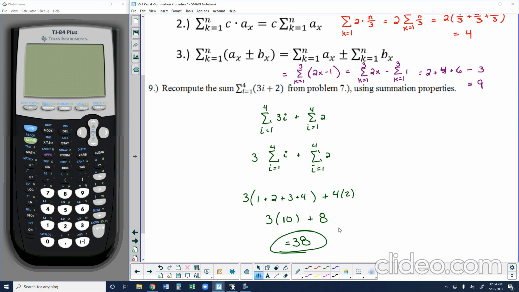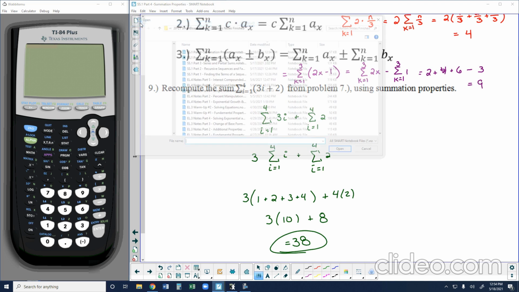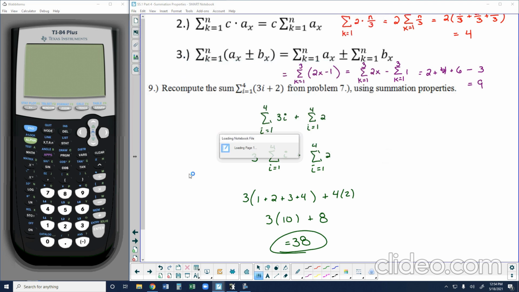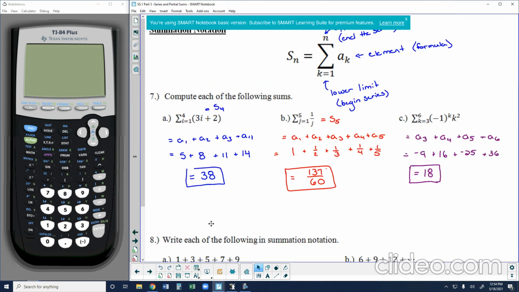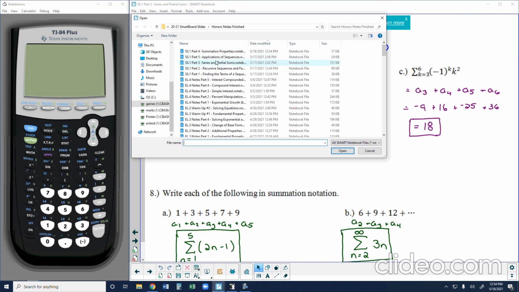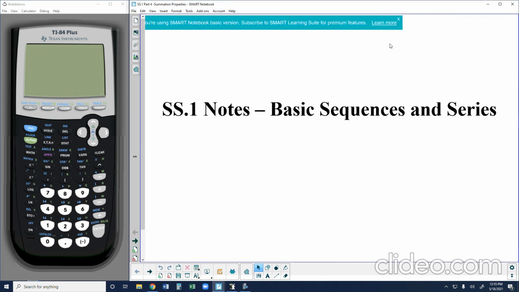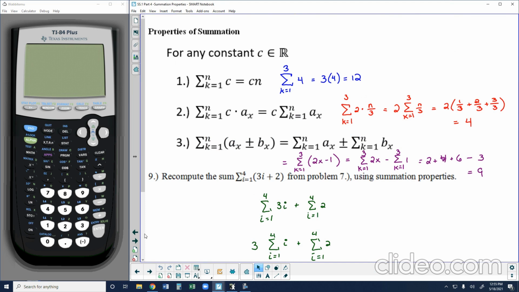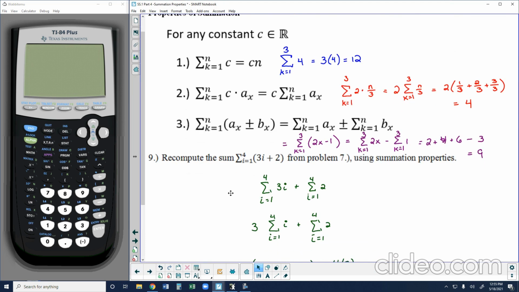So you can compare this to what we did prior with problem number 7, and we can see that we got 38, but just in a little bit of a different way. And actually, in this instance, what we just completed using the properties may have been a little bit longer of a route to get there, but it gives us some different tools to put into our toolbox to evaluate summations. So here we have some examples of properties of summations that can be used, if needed, to simplify things.